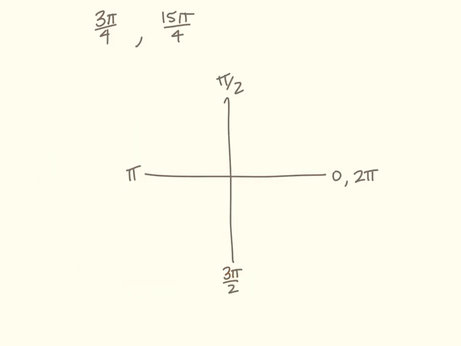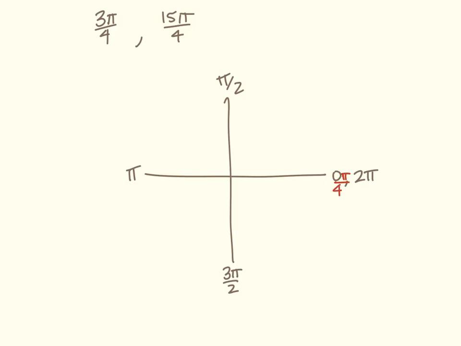Okay, so we're going to look at graphing 3 pi over 4 and 15 pi over 4. If we want to graph in fourths, that means we want to change our values on these axes to be fourths. So obviously 0 is going to stay 0. That would be the same as saying 0 pi over 4.